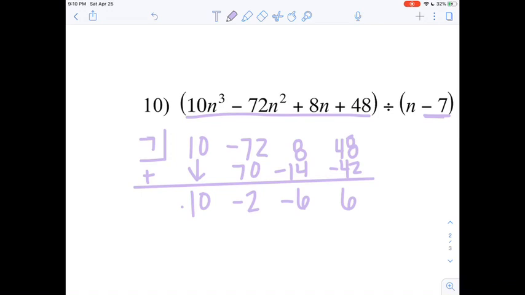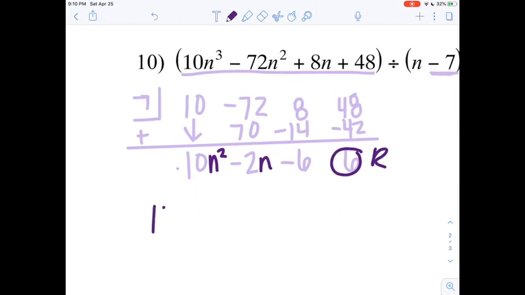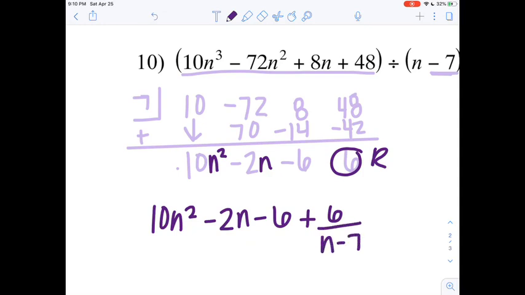So since I started with an n to the 3rd, my answer is going to start with an n to the 2nd. So this is n to the 2nd, this is n, that's my number, here's my remainder. So let me write it out as an actual answer. So my answer is 10n squared minus 2n minus 6, and then since my remainder is positive, I'm going to add that on at the end, and we're going to put it over what we divide by, which is n minus 7.